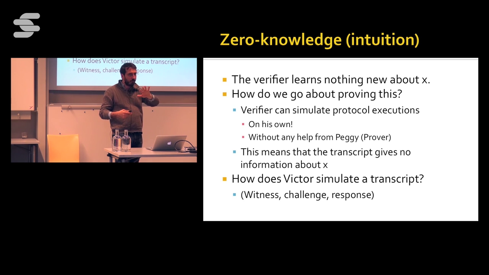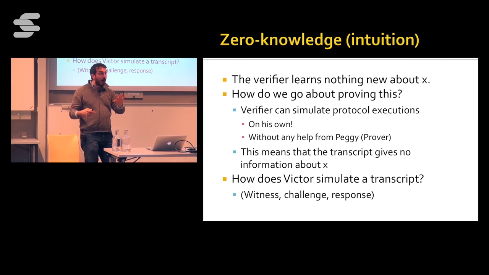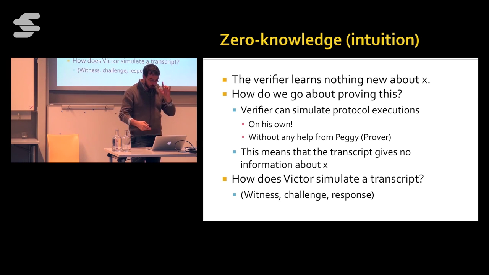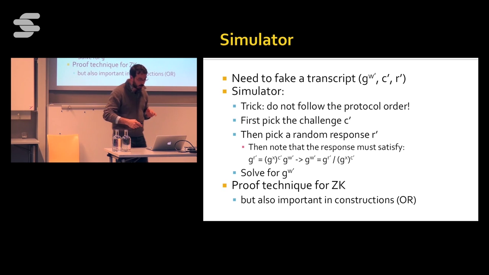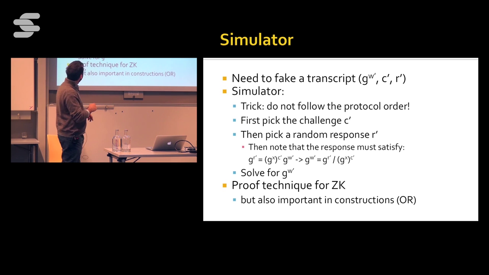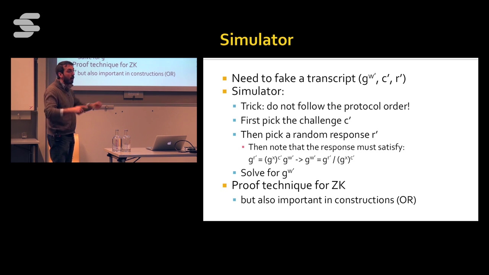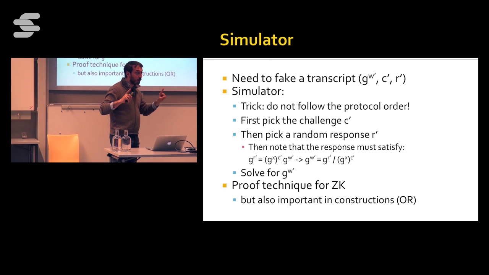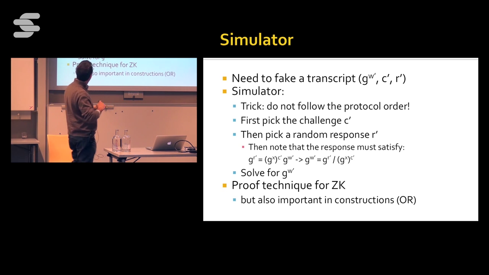And now you should be confused. If you're not confused, you haven't been paying attention. Right? Now, I will show you how to fake the transcript of this protocol. And your confusion should remain there for a second. So here we go. So I need to make a fake transcript, G to the W prime, C prime, R prime, without using X, the secret. Without using the secret. So this is how I go about it.